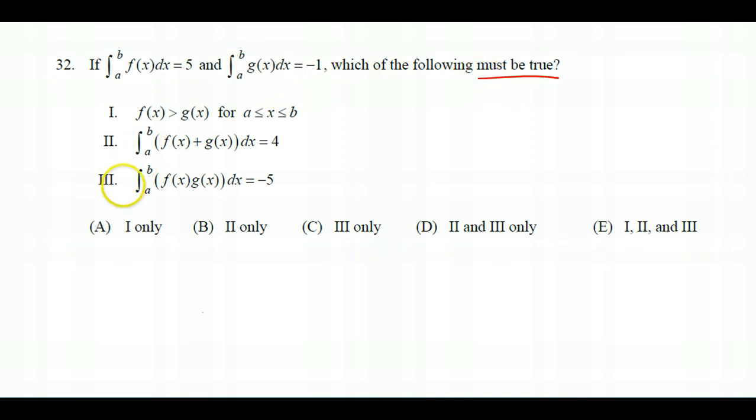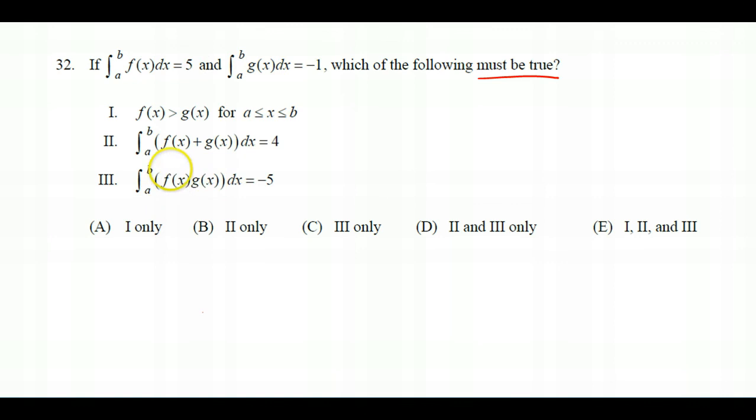So I'm actually going to work my way from the bottom up. I'm going to look at number 3 first. The integral from a to b of f of x times g of x equals -5. So if you look at what the problem is trying to say must be true, what they're really doing here is saying, is it true that we can split this up into the product of two separate integrals? Because up here I've been given each integral separately as 5 and -1.